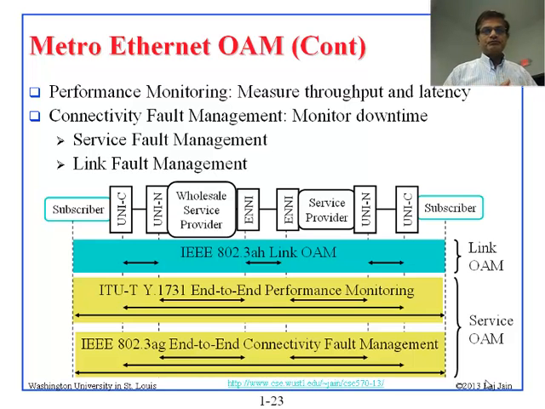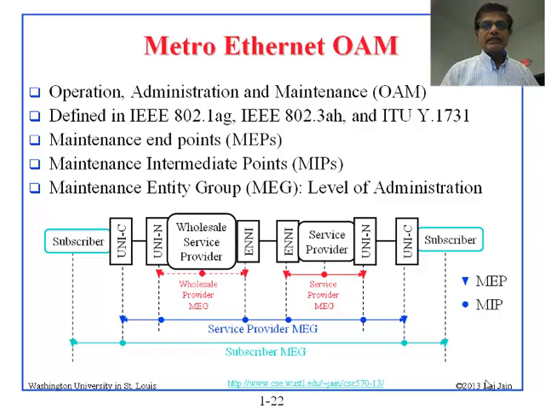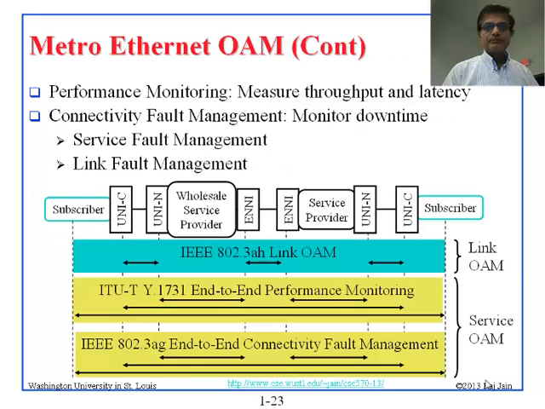All right. So Metro Ethernet people defined some OAMs. So first set of OAMs is for performance monitoring. Remember, OAM is three things: operation, administration, and maintenance. And so performance monitoring is actually there is a whole set of things that they do, but here we have just put two things here: performance monitoring and CFM, the connectivity fault management. So performance monitoring is just to measure throughput and latency.